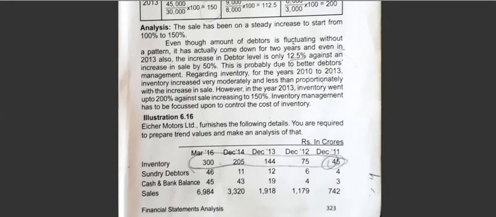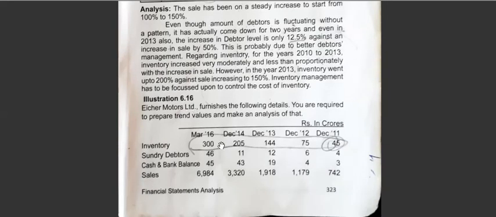Okay, now take the last problem, that is 6.16. Here 5 years are given. The oldest year is December 2011, which is considered as the base year. Okay, now go to the problem.